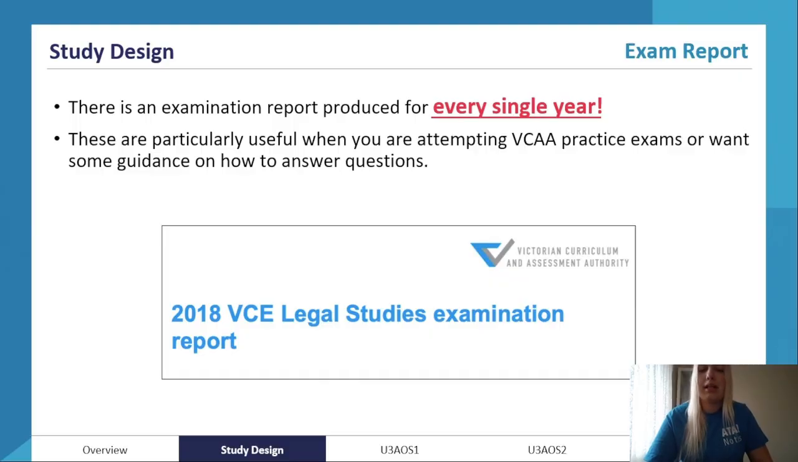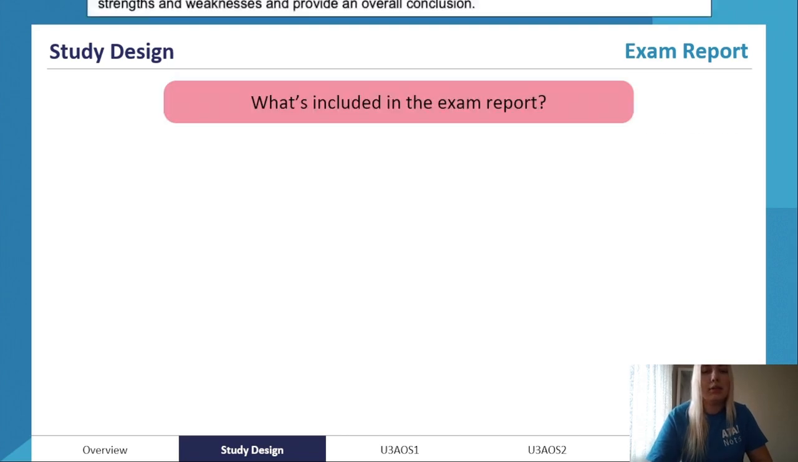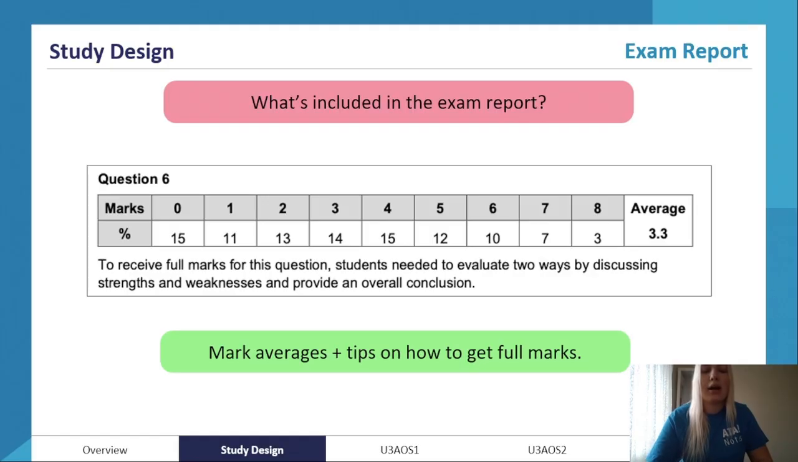So there is an examination report for every single year. Like I said, you have many years of resources to work with, and you should be marking yourself against them. They also have mark averages and tips on how to get full marks. So you can see where students average, and this is usually poor on the holistic responses that are marked.